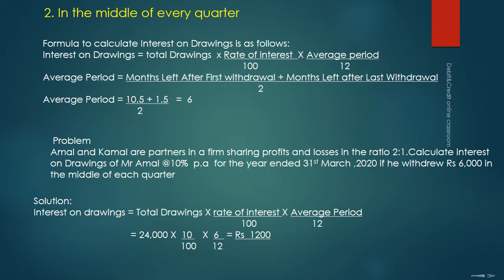First withdrawal will be, if we are implementing the accounting period as 1st January to December 31st, on 15th February. So the months left after the first withdrawal will be 10.5. And the last withdrawal will be in the month of November, November 15th. So 1.5 months are left. So 10.5 plus 1.5 divided by 2.